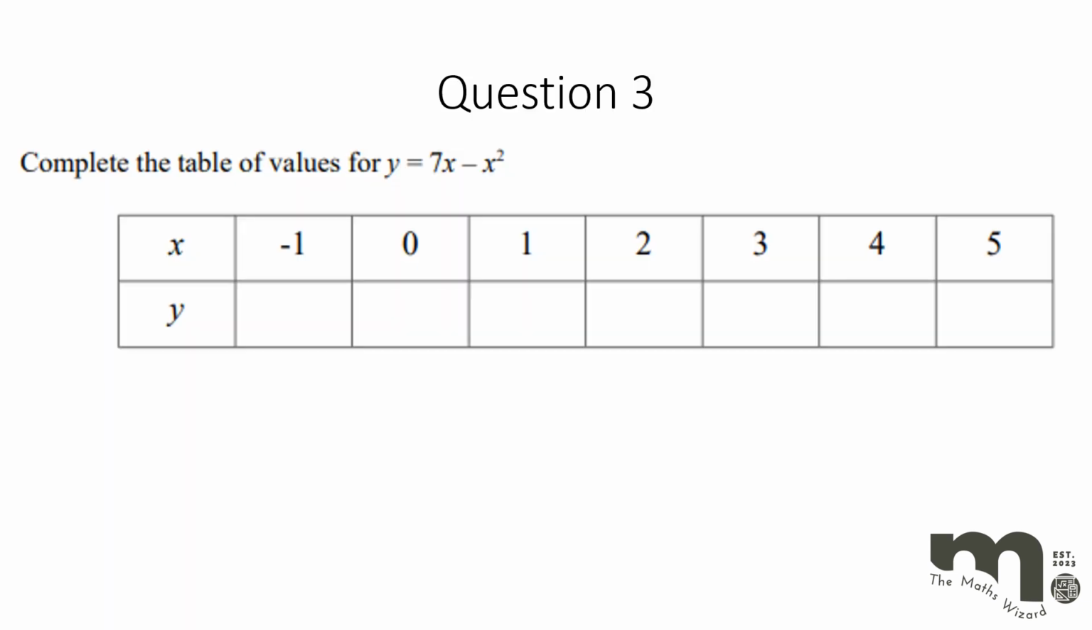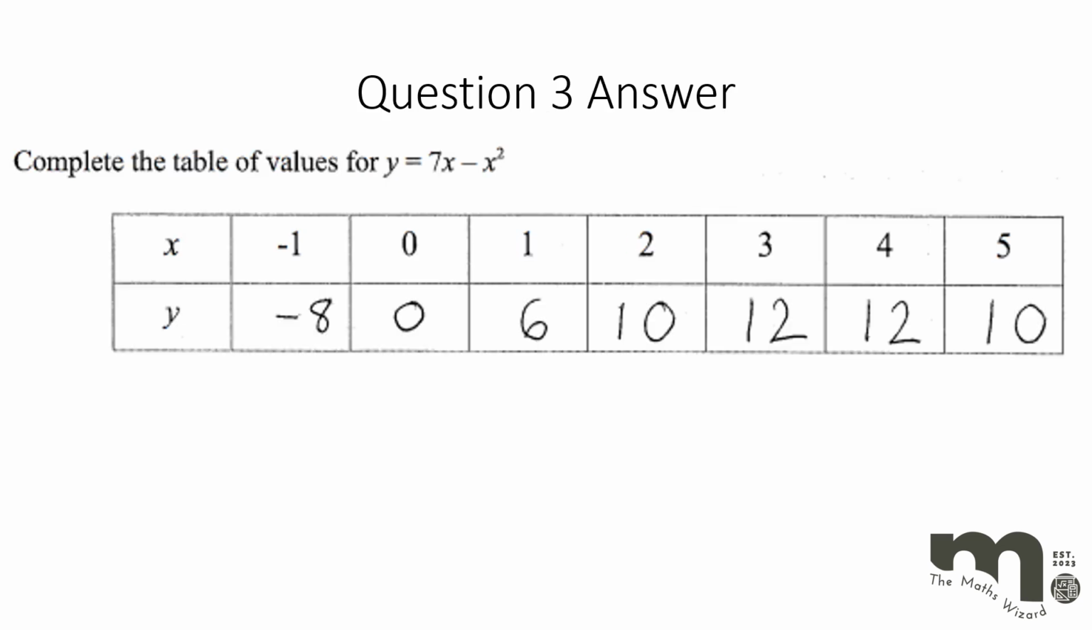Okay, so here is your final example. So pause your video and have a go. And here are your answers to these ones. So if we just take a couple of numbers out as examples, let's do that 4 perhaps. So here we've got 7 times 4, which is 28, and then we've got 4 squared for the second part here, which is 16. 28 take away 16 will give you the 12 that you've got just there.